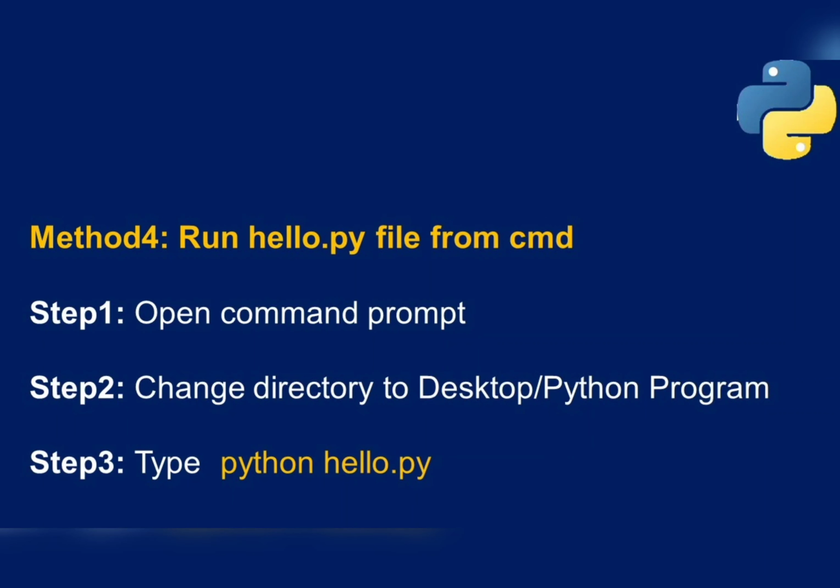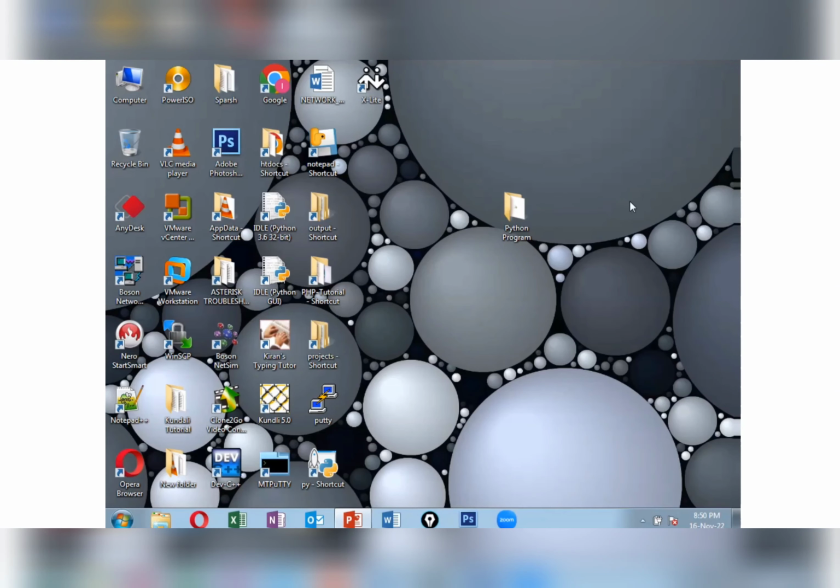Method 4. Run hello.py file from command prompt. Step 1. Open command prompt. Step 2. Change directory to desktop Python program. Step 3. Type python space hello.py. Now let's see how it's done.